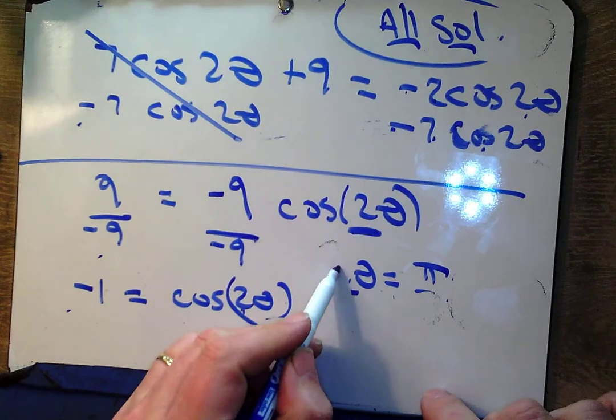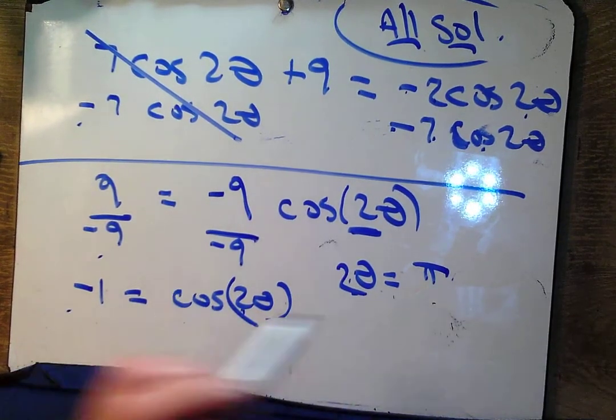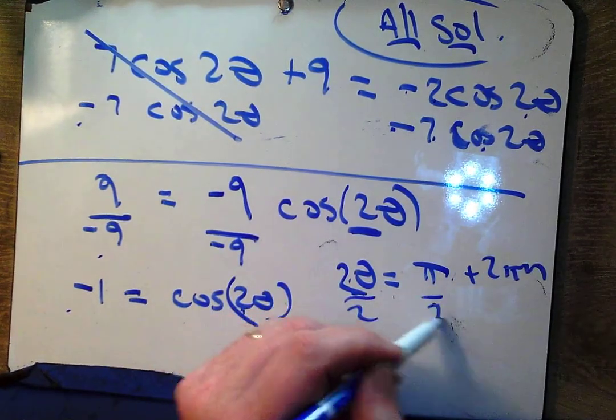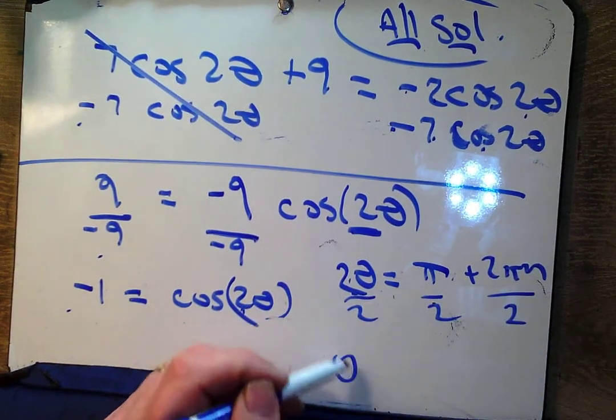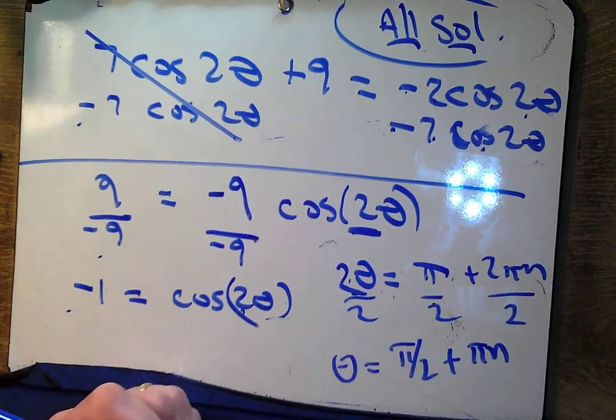Let's back up to that. 2 theta equals pi. I went around once and I got that. I slap on the plus 2 pi n, and now I divide everywhere by 2. So theta equals pi over 2 plus pi n.